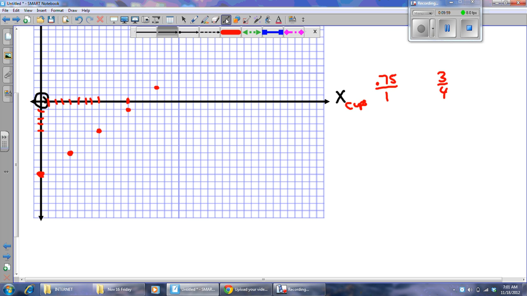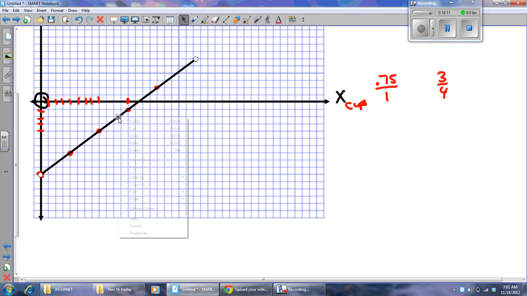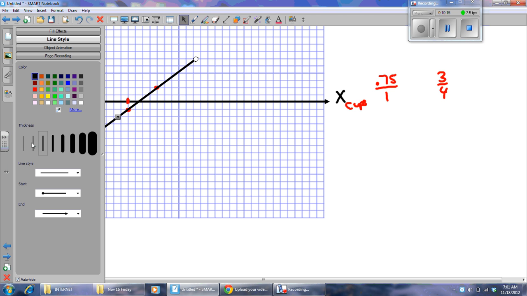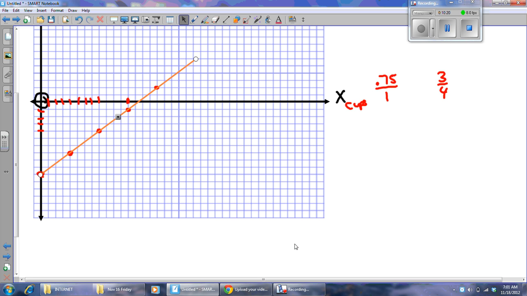And it's going to be something like that. And let me make the line a little bit thinner. And I'll change the color so it stands out a little bit.